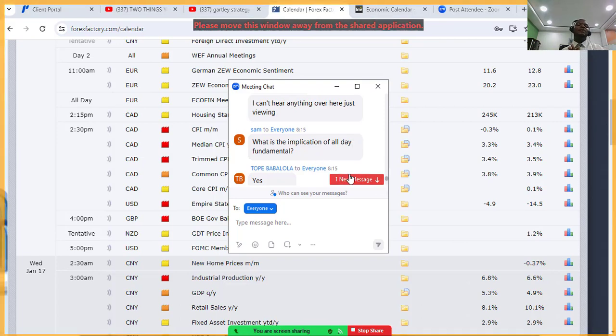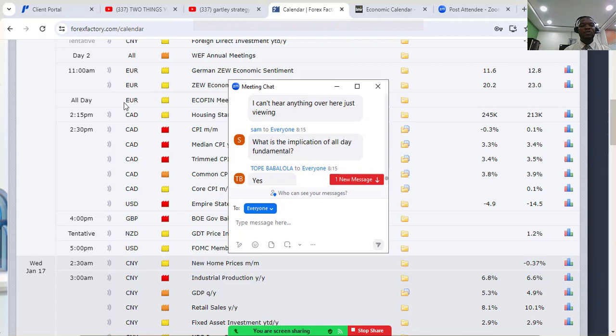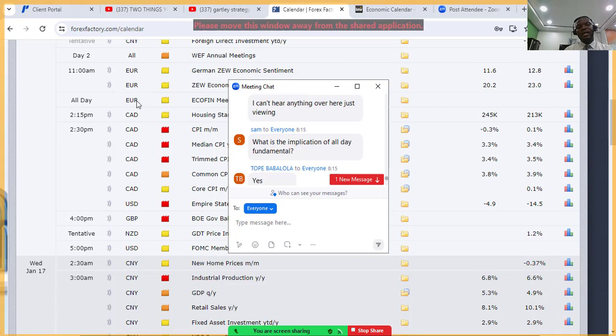So if you're expecting impact on, for example, the euro, and you have a trade on the euro, it means any time of the day that impact can be felt.